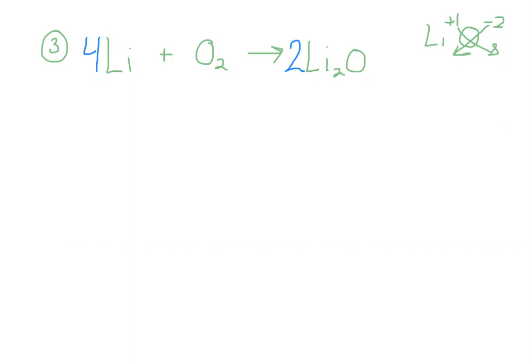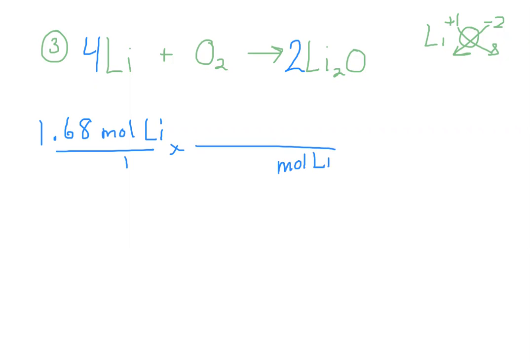Now let's set up the equation. It says, then calculate how many moles of lithium oxide will form if 1.68 moles of lithium reacted with the oxygen. So we're going to put moles of lithium, and we're looking for moles of lithium oxide on the top. So you fill that in and come up with the right answer. That's moles to moles.